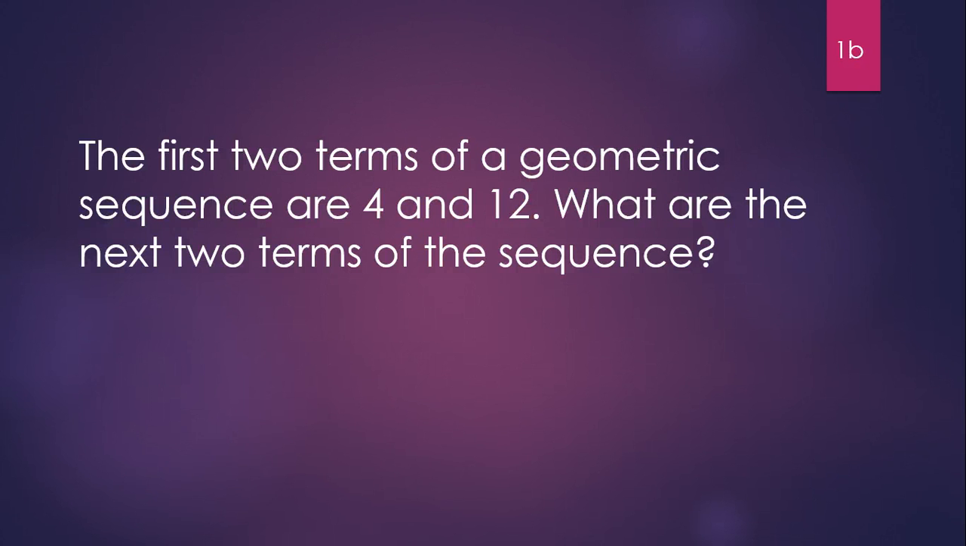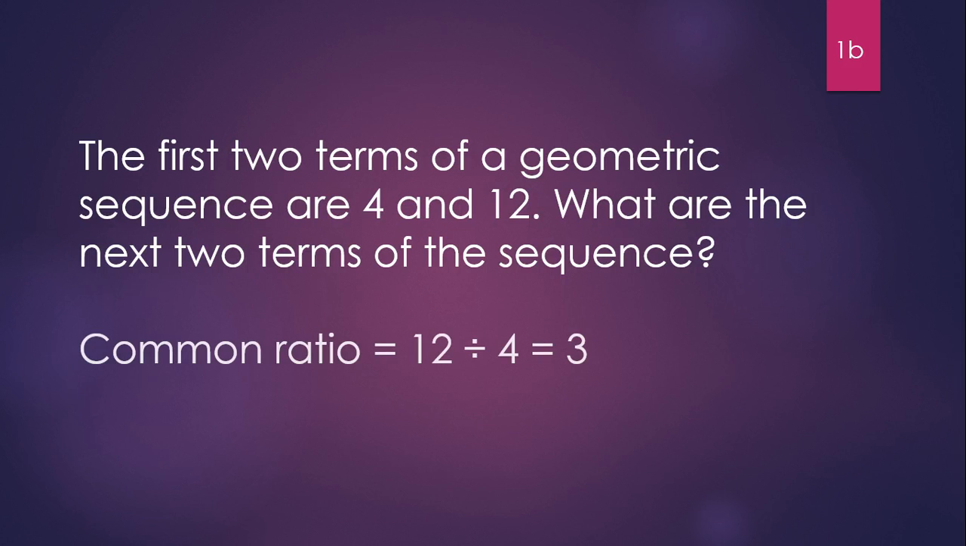The first two terms of a geometric sequence are 4 and 12. What are the next two terms of the sequence? The common ratio is 12 divided by 4, or 3. So to get the next two terms, simply multiply the previous terms by 3. So the next two terms are 12 times 3, which is 36, and 36 times 3, which is 108.